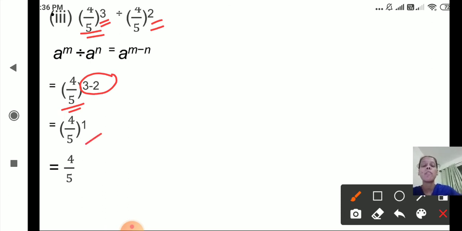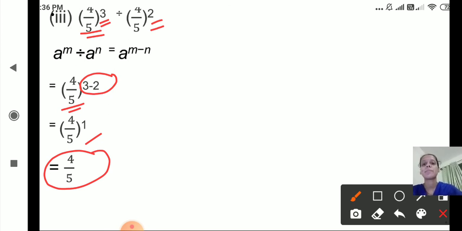Okay, so the first power of any number is that number itself, correct? So 4 upon 5 raised to 1 means what? 4 upon 5. Okay, so this is the answer. Again, 4 upon 5 raised to 3 divided by 4 upon 5 raised to 2. So we'll write down 4 upon 5, that is the base. Then we will subtract the index, 3 and here it is 2. So 3 minus 2 is 1. So 4 upon 5 raised to 1. Now we have studied that the first power of any number is that number itself. So 4 upon 5 raised to 1 is 4 upon 5. So the answer is 4 upon 5.